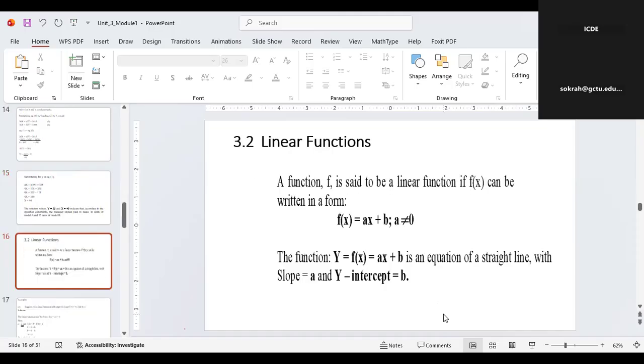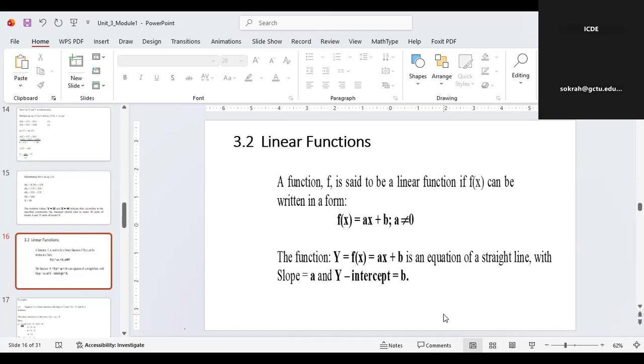No question there. Now we come to functions. Now, what is a function? Oh, sorry, what did I say? I said it should be linear functions. Now we are looking at linear functions. Then what is a linear function? A function f is said to be a linear function if f of x can be written in the form f of x is equal to ax plus b.